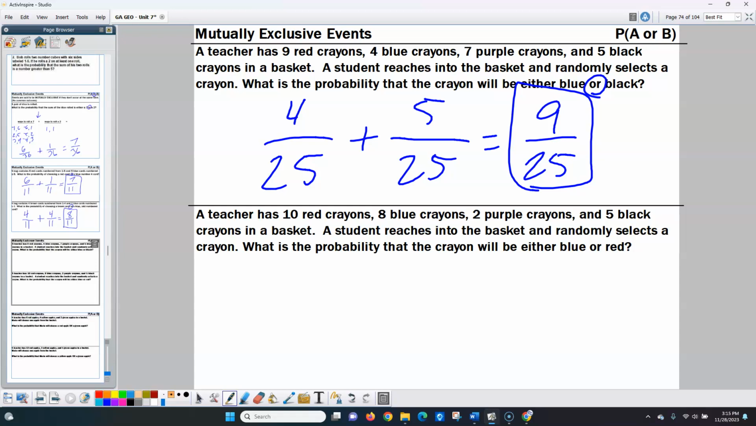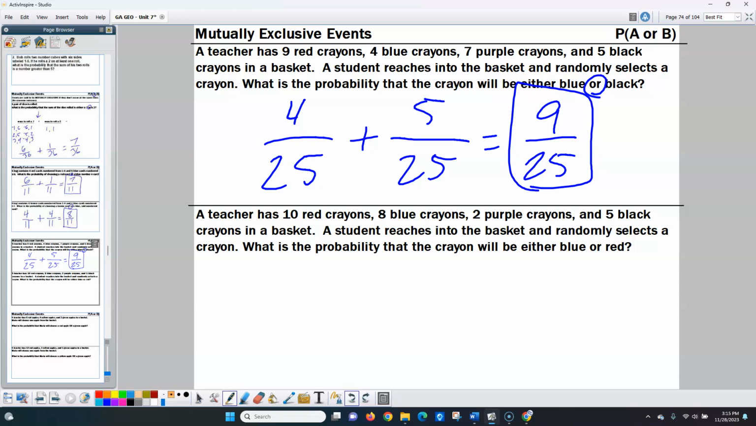Okay. Next one, a teacher has 10 red, 8 blue, 2 purple, and 5 black crayons in a basket. A student reaches into the basket and randomly selects a crayon. What's the probability that the crayon will either be blue or red? I just want to remind you, we were talking about independent and dependent events the other day, and when multiple events are happening, we're going to multiply. This is just one draw out of the bag. This is not multiple events. This is a single event. We're just taking one crayon out, and we want to know, is it going to be blue or red? So we're going to add right here.